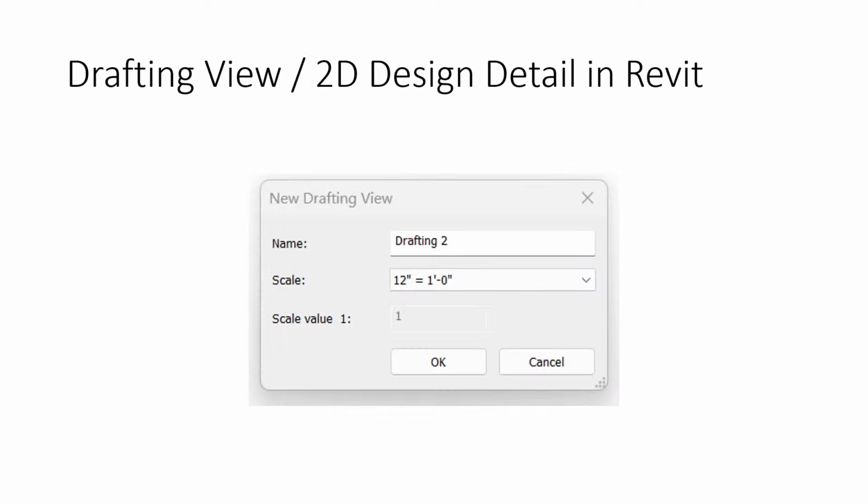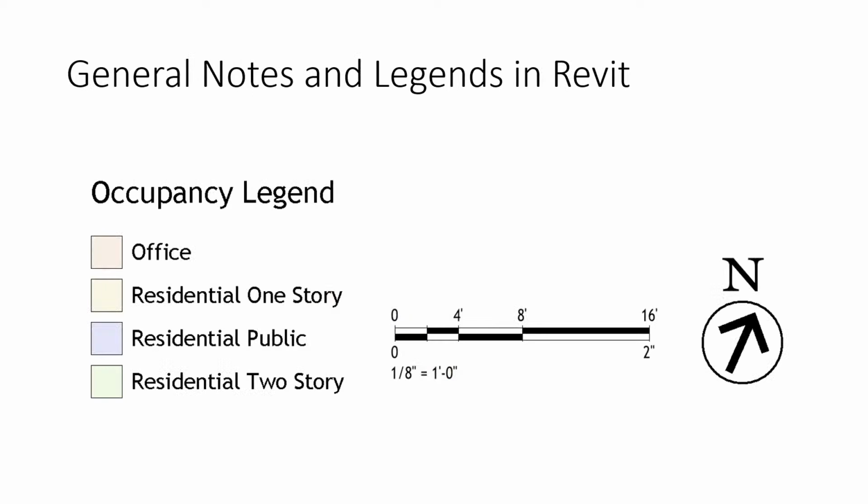Next one is drafting view and detail design in Revit. Okay, drafting view is a plain sheet inside Revit. So you need to know how that works. Actually, we can draw all the lines to the true scale, and you can customize the scale whenever you need. And you should also know the difference between general notes and legends in Revit.